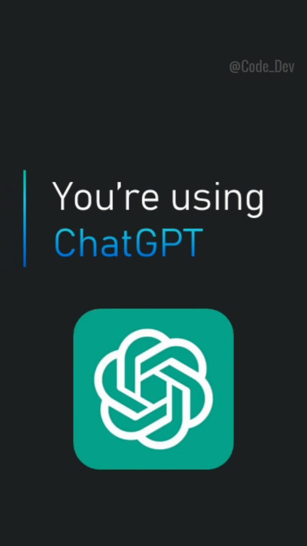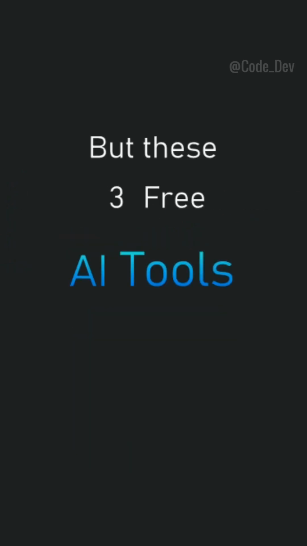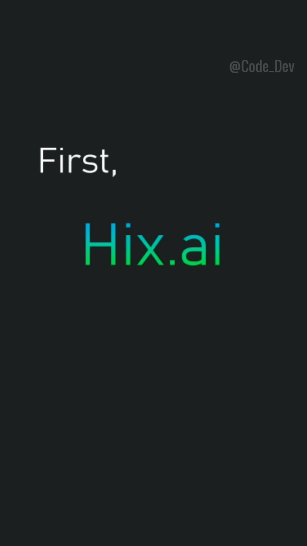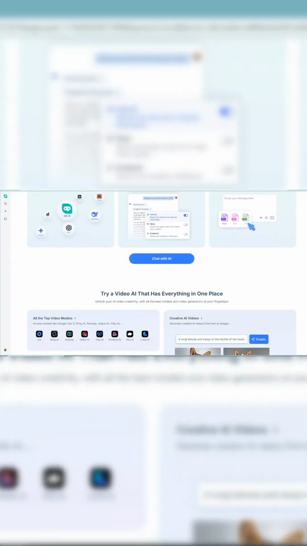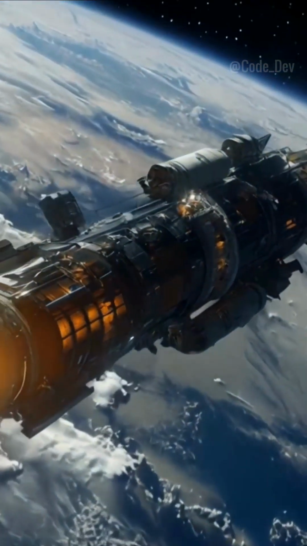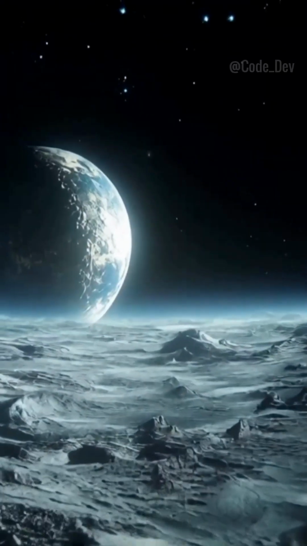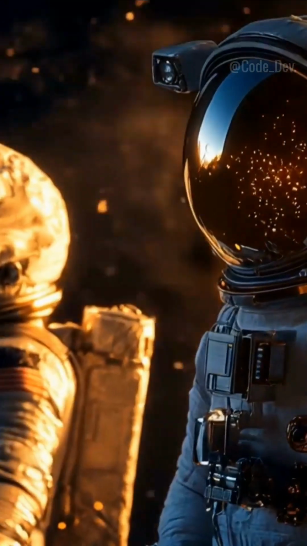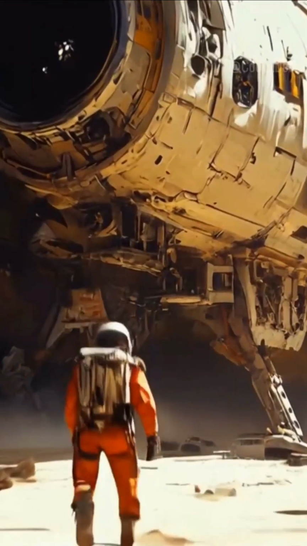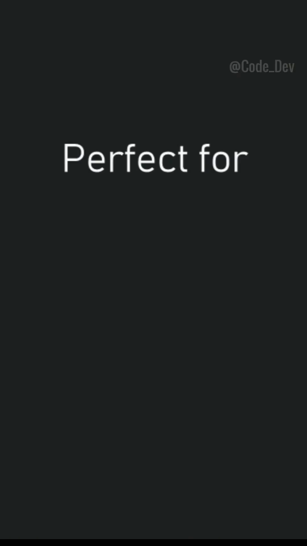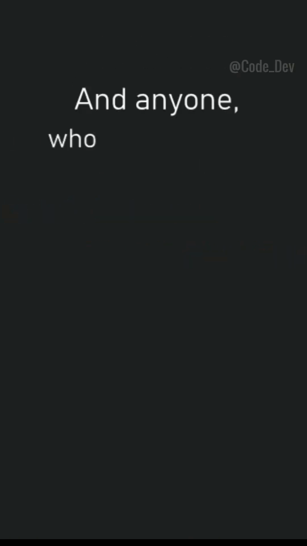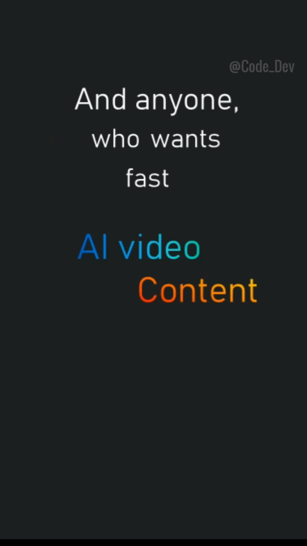You're using ChatGPT, but these three free AI tools will blow your mind. First, Hix.ai. It turns plain text into amazing videos. Just type what you imagine, and boom, a video is created automatically. Perfect for creators, YouTubers, and anyone who wants fast AI video content.